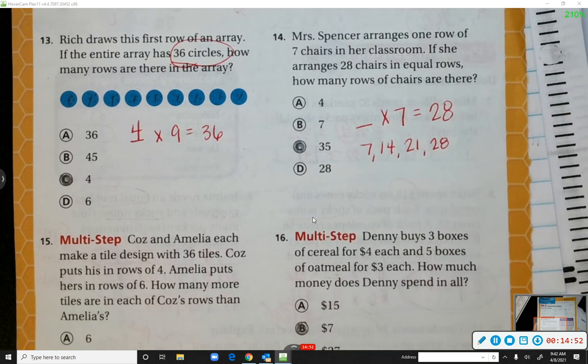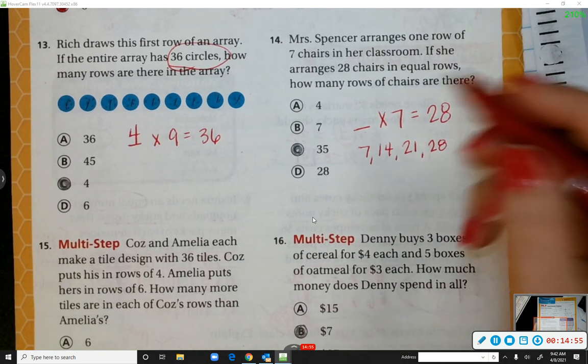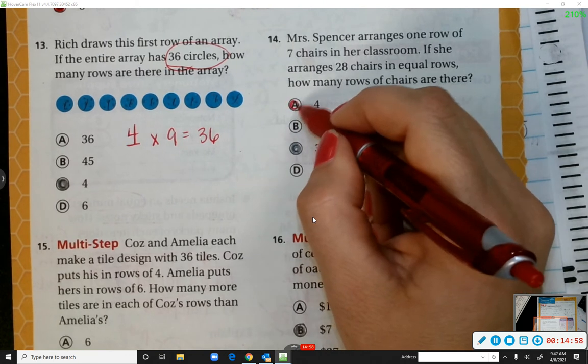How many times did we skip? 4 times. 4. So it would be A.